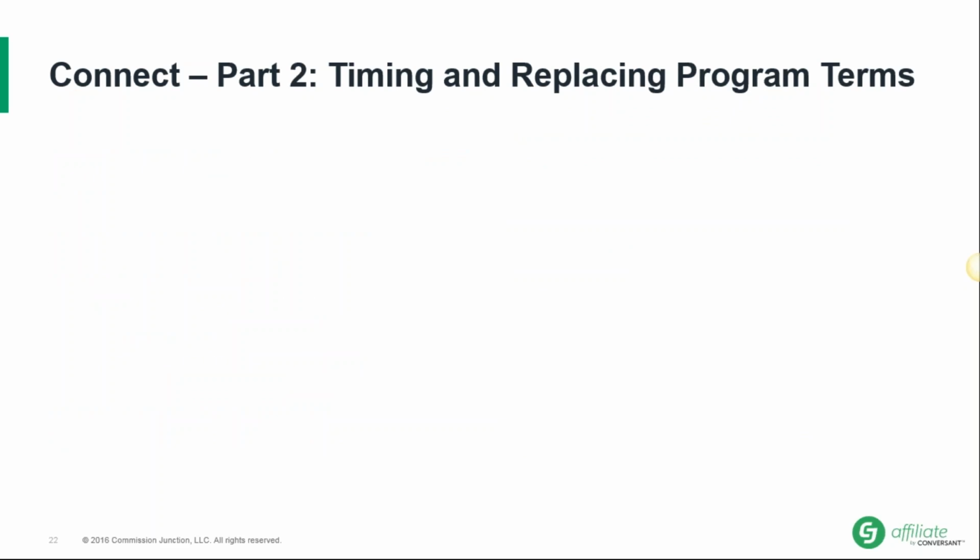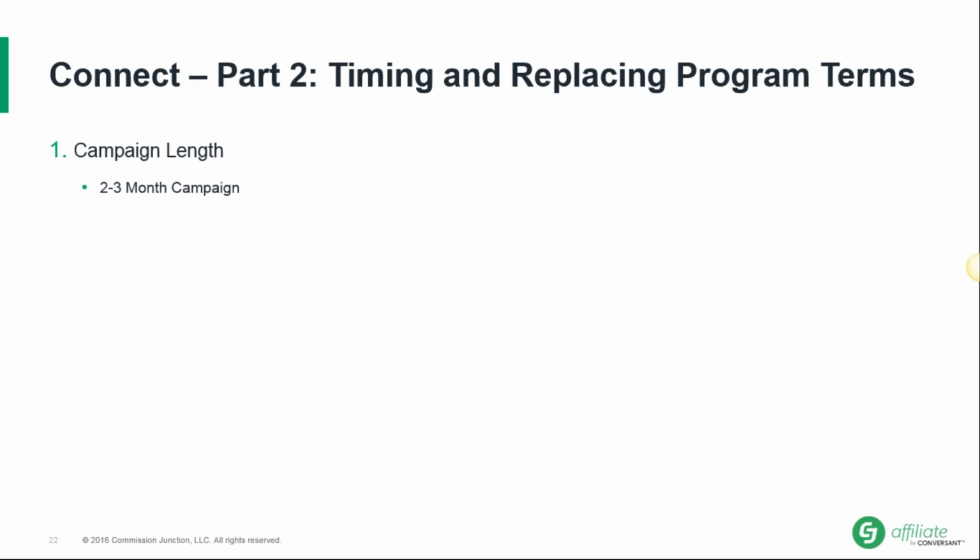Part 2, the connect step, timing and replacing. With your groups made, links and program terms on deck, communications drafted, you're ready to roll. So let's talk about how to roll it out. I like a 2 to 3 month campaign length.